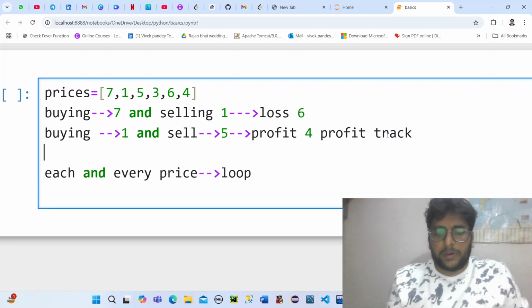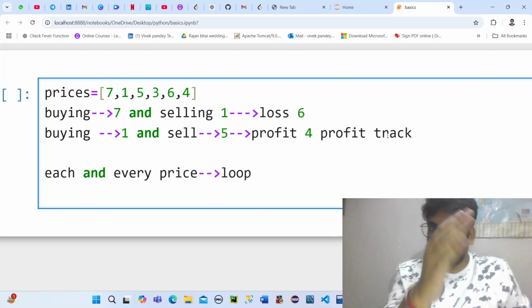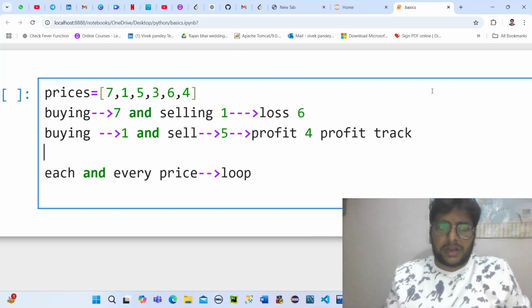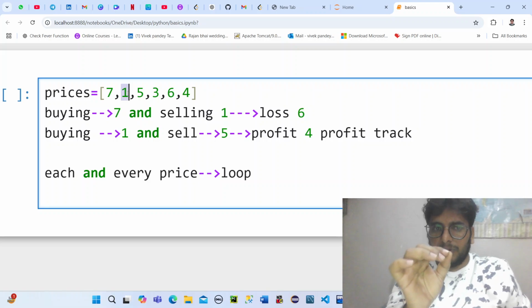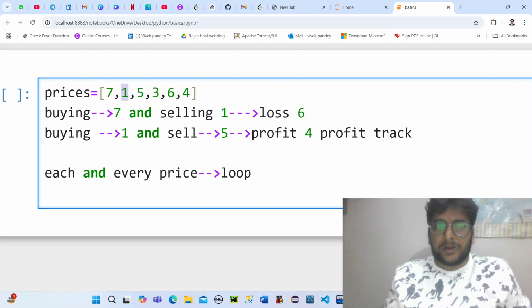Okay, now again 7 is done. Once I purchase 7 but I'm in loss, again I'm buying 1. So I think we should only buy when the stock is 1. Okay, so the price is 1, we need to buy, but because it is the smallest price now, I'm not going to again purchase it for 5, 3, 6, 4.